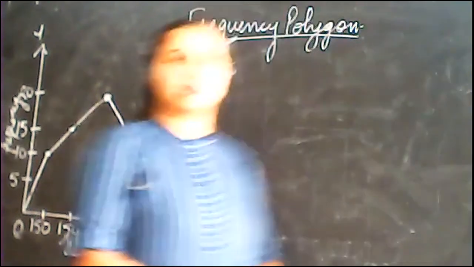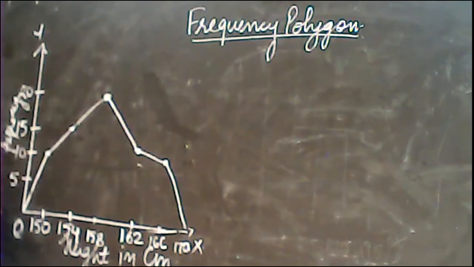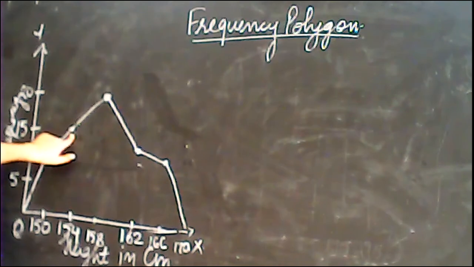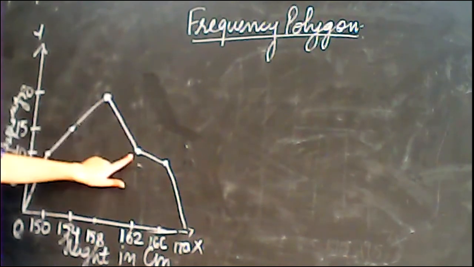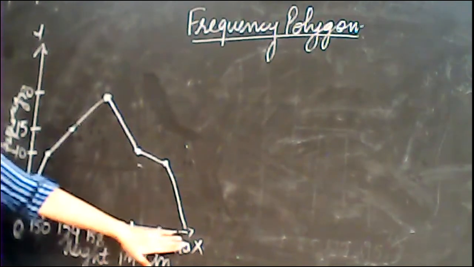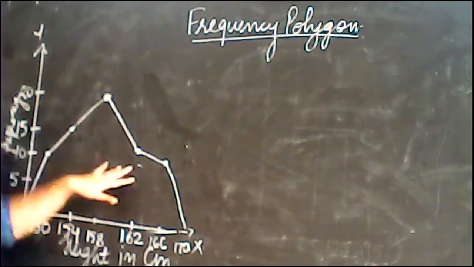I will repeat it again. According to the class intervals, we have plotted all the points, right, students? Starting from 150 to 154 is this point 10, 154 to 158 is point 15, then next 20, 12, 9, and at the end it ends at 170. So this is our frequency polygon which we have got.